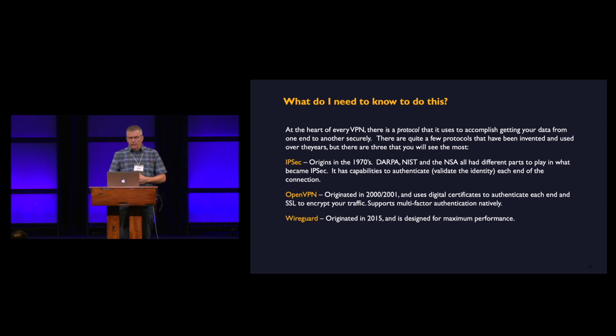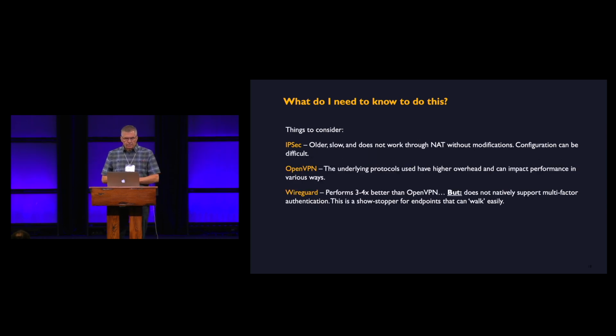WireGuard is relatively new and will become totally obvious. I'm not a big fan, and I'll explain why in a minute. However, it performs really well. So here are some things to consider. As I said, IPsec is older, it's slow, and it doesn't work through NAT. It's a trial to set up. OpenVPN, the underlying protocols have some higher overhead, so your performance is not going to be as good.